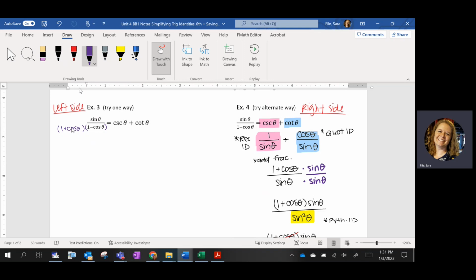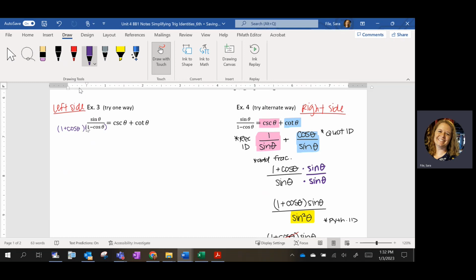What is 1 plus cosine in comparison to 1 minus cosine? Starts with a C. The conjugate? Does that ring a bell? It's been a while since you've done it. I don't know when the last time you would have done it in Algebra 2 is. Maybe when you did imaginary numbers. Ringing a bell yet? So this is called a conjugate.